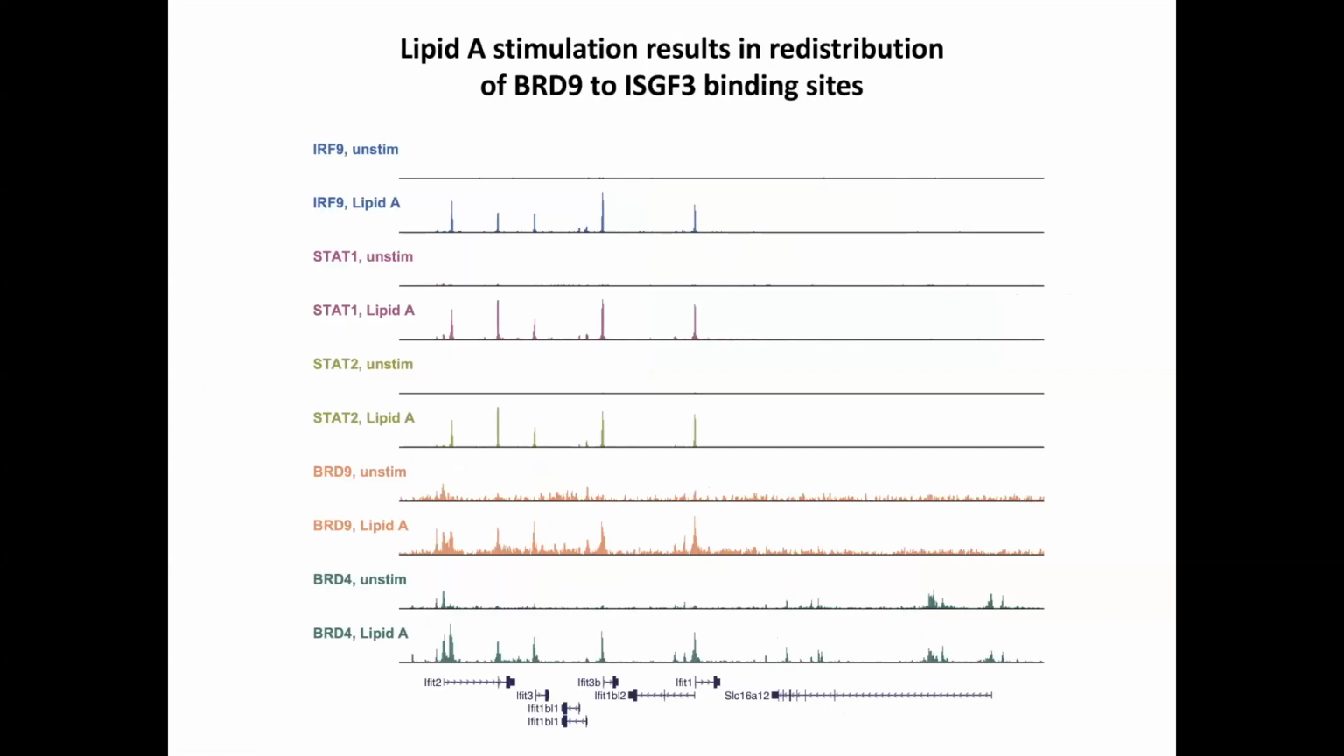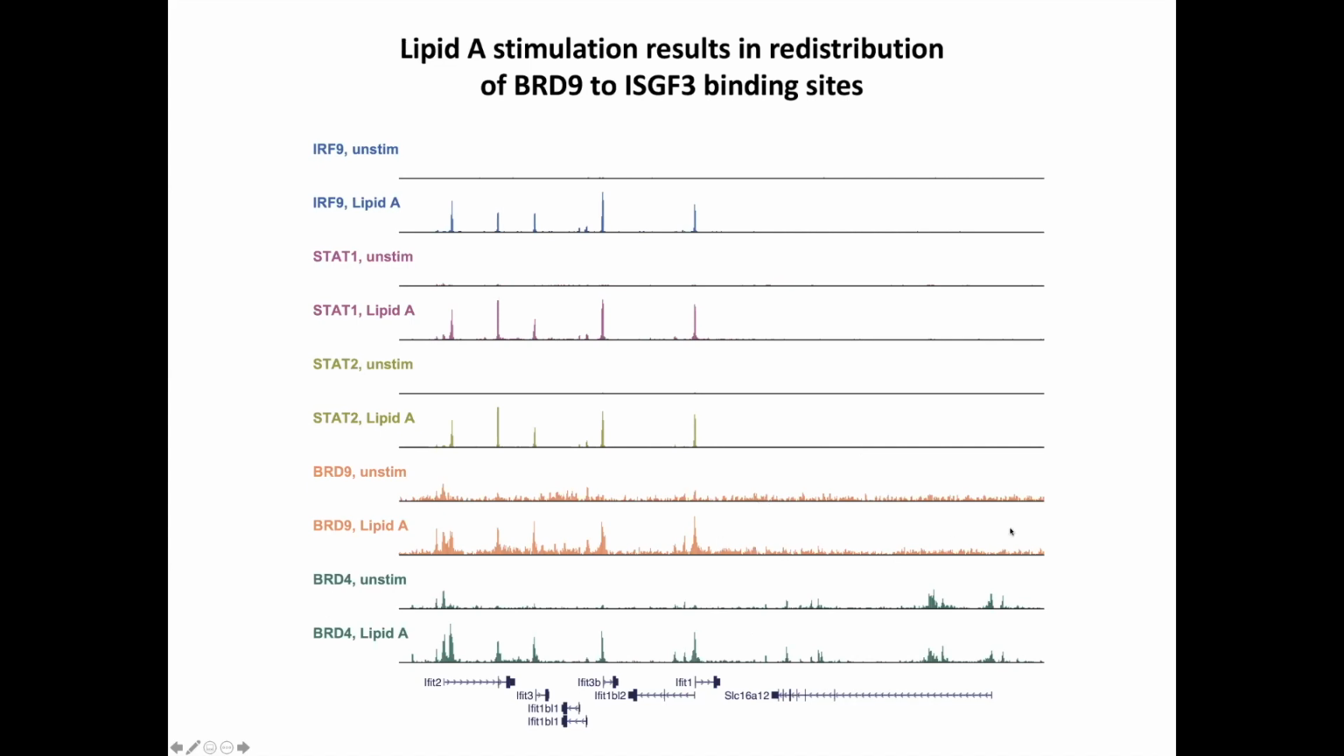And so you can see this quite nicely at this ISG cassette here, where there are multiple ISGs that are activated. And you can really see the very highly regulated binding of ISGF3 at the promoters of these genes. And in response to stimulation, we also see recruitment of BRD9 and BRD4 to these promoters. And this is distinct from the binding of BRD4 that occurs in a non-regulated fashion, for example, at non-inducible genes.